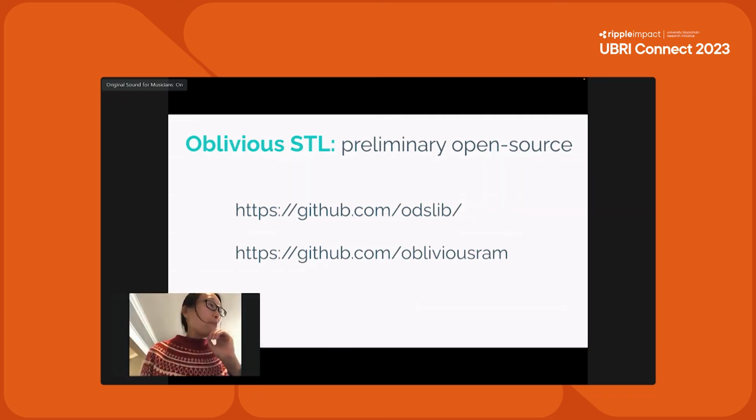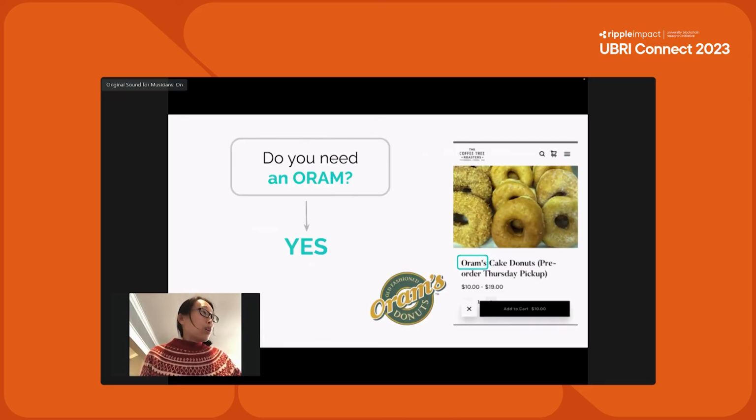Okay, let me end my talk by quickly mentioning that we have some preliminary open source available, and specifically the hardware enclave-based implementations are available at the first URL. But of course, right now it's a starting point. We have implemented some primitives, but there's still a long way to go.